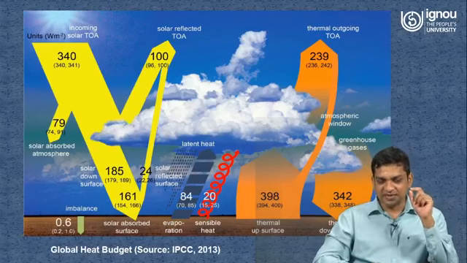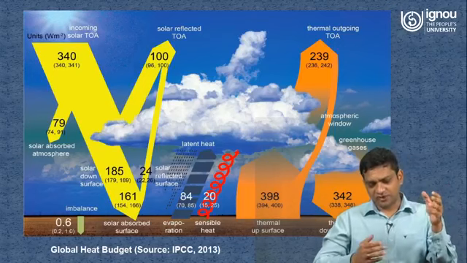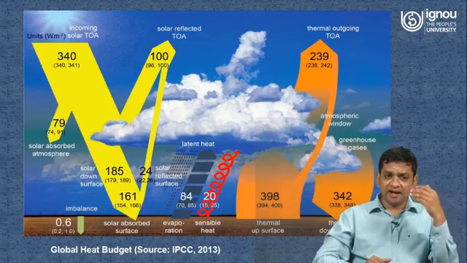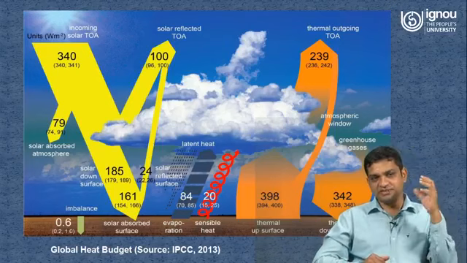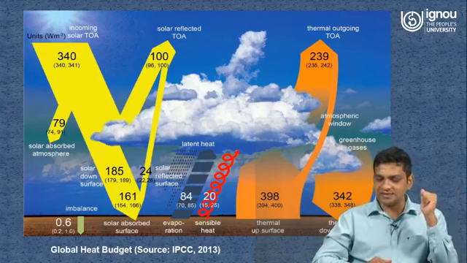So this solar energy reaching the top of the atmosphere, what we call TOA, top of atmosphere, is 342 watts per meter square, and almost 31% of this energy reaching the top of the atmosphere is reflected back. That is called albedo.